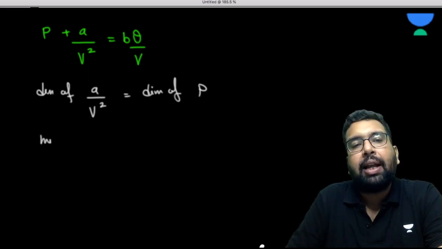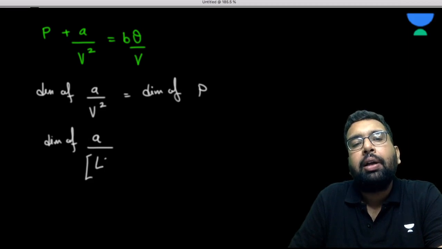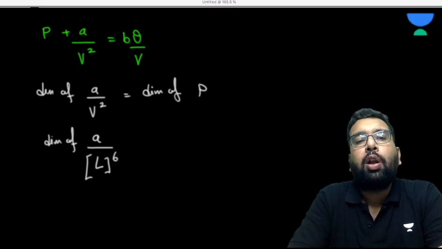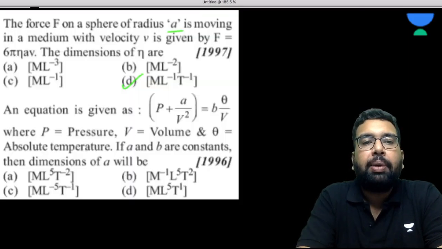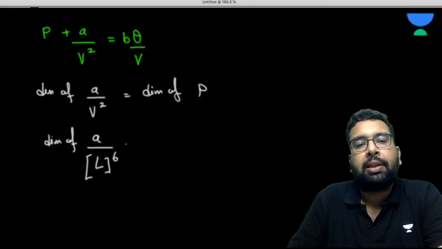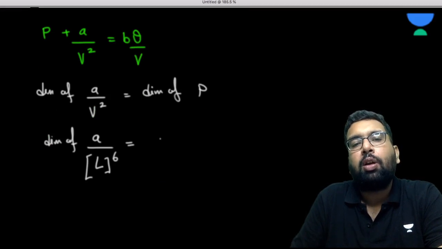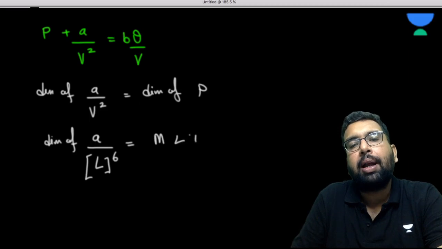So can I write it like this? The dimension of A by V square. V is volume, and for a volume we have L cube, so V square will become L to the power 6. Please read, V is the volume. And what is the dimension of P? The dimension of P is force upon area. We remember the force, mLT minus 2 upon L square.